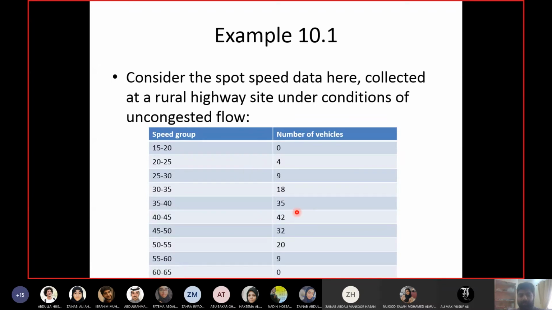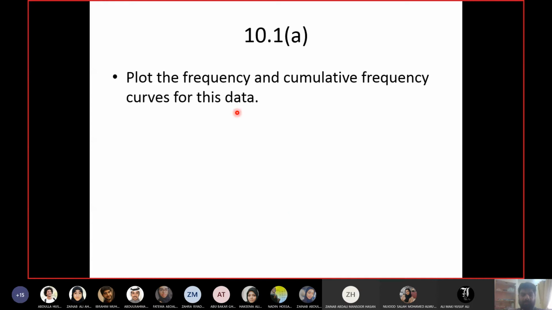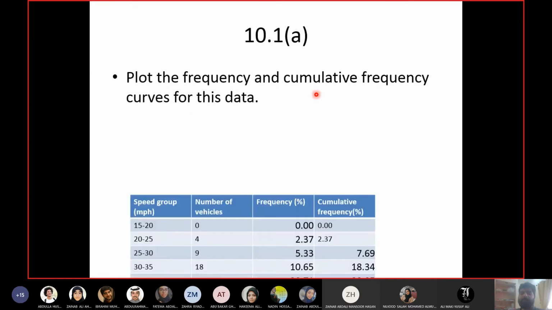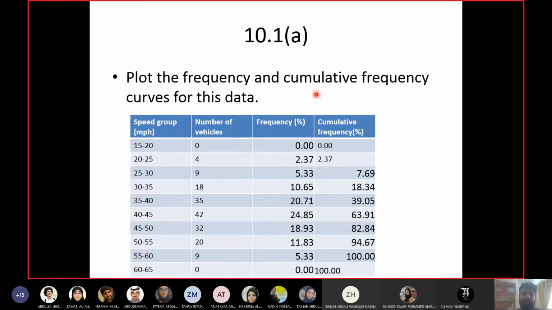Now from this data, we have to do certain tasks. The first task is to find out frequency and cumulative frequency and plot them. So we have to plot the frequency and cumulative frequency curves. Frequency is the percentage of values in each group, and cumulative is the addition of these values. For finding out frequency, it will be the number in each group divided by the total number of values. So how many total number of vehicles do we have? Can you give me the total of this column? Summation of n or capital N.